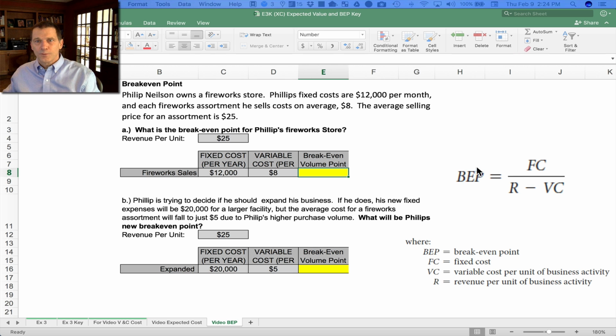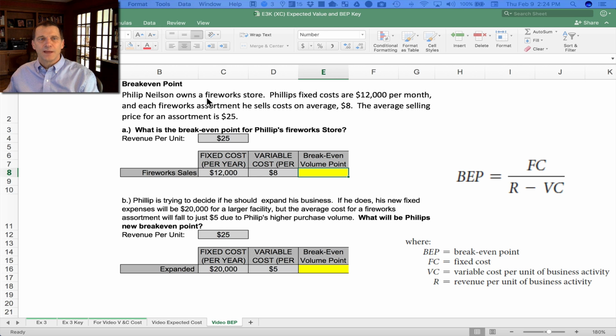Well, I've given you the formula for break-even point over here. BEP, break-even point, is a quantity. And how we find it is we take our fixed cost as a numerator, and for the denominator, we take the revenue per unit, so revenue per unit minus the variable cost per unit.